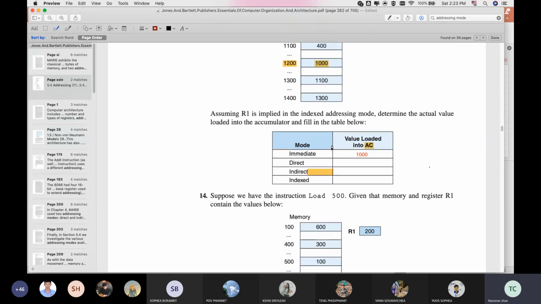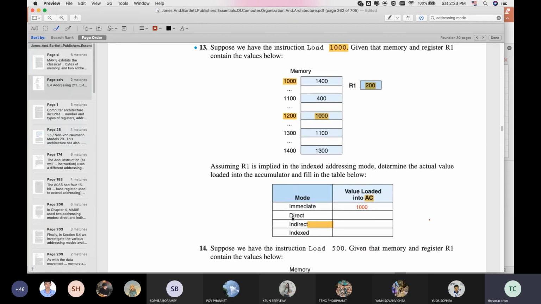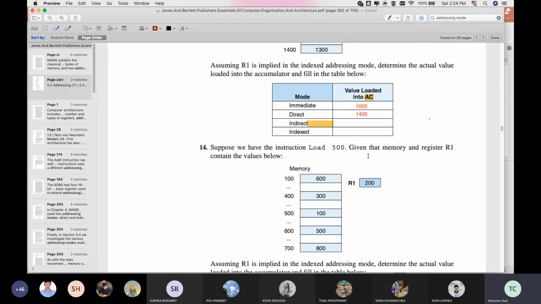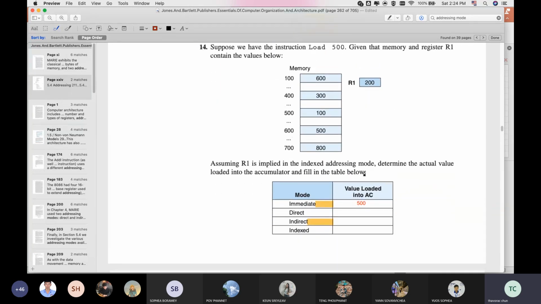All right. So we come back to exercise 13 and then we do the direct. So the direct here, what is its value? Tell me. 1,400. Yes, because if it is the direct addressing mode, the operand here is the effective address. Okay. So come back here. What is the value here? Direct. Anyone else? 100. That's correct.